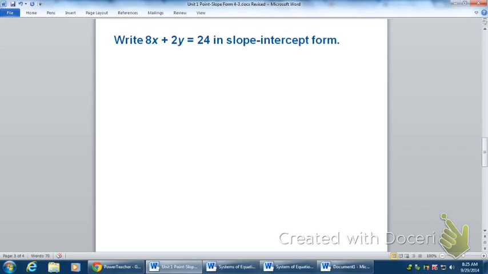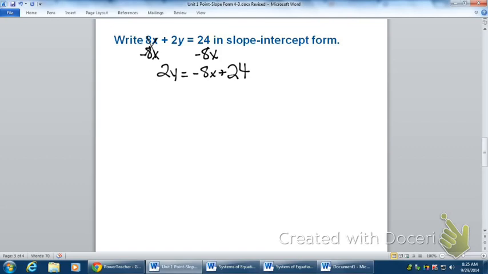So the first thing that you should do is minus 8 to both sides. Minus 8x, I'm sorry, minus 8x, not just 8, okay? Because I'm trying to get y by itself. I'm trying to get the 2y by itself. So that's going to cancel that side. So now I have a negative 8x plus 24.